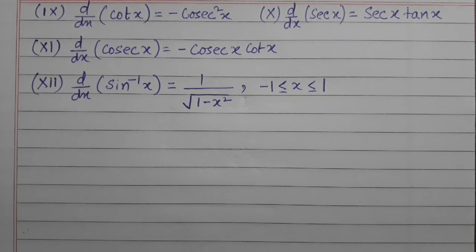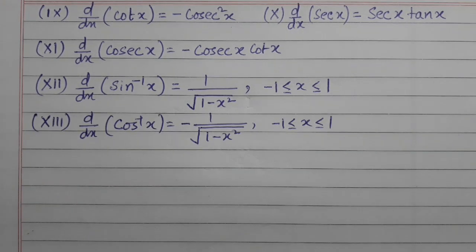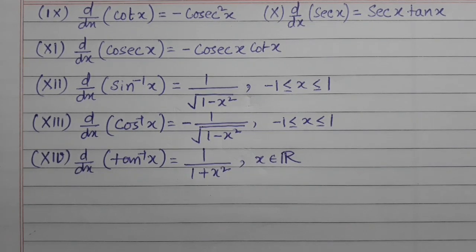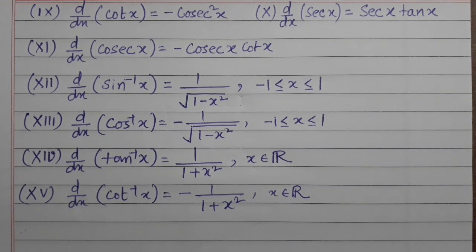Then d/dx of sin inverse x will be equal to 1 by root over of 1 minus x square. Here the value of x should lie between minus 1 and 1, including minus 1 and 1. Next, d/dx of cos inverse x will be minus 1 by root over of 1 minus x square. Then d/dx of tan inverse x will be equal to 1 by 1 plus x square, where x can be any real number. Then d/dx of cot inverse x will be equal to minus 1 by 1 plus x square.